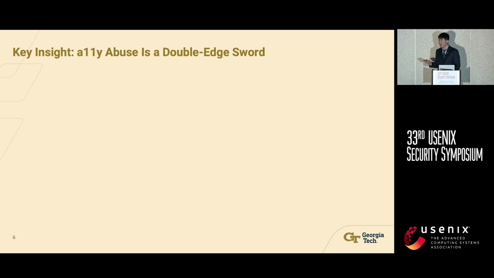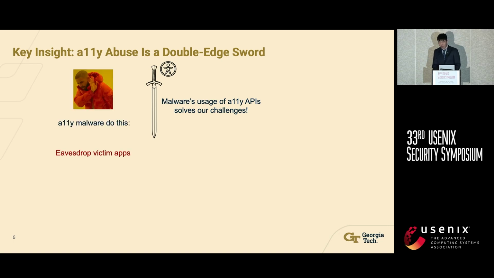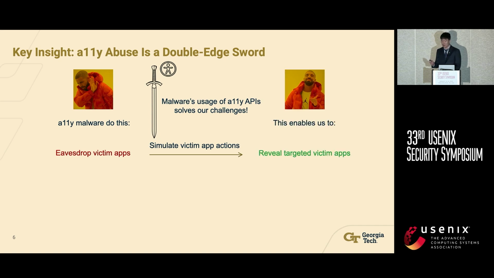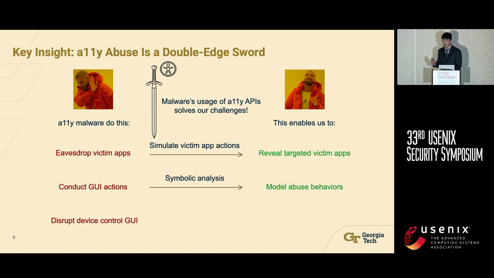However, we found in our research that Ally abuse is actually a double-edged sword. The malware's usage of Ally APIs actually solves our three challenges. Since the malware has to eavesdrop on the victim applications before conducting its abuse actions, we can simulate the victim app actions and use that to reveal the targeted victim apps. Since they also need to conduct their GUI actions based on Ally APIs, we can conduct symbolic analysis to model their abuse behaviors. And finally, since they all try to disrupt the device control via the GUI, we can apply the triggers to those device control screens and intercept the malware's behaviors to infer their persistence mechanisms.